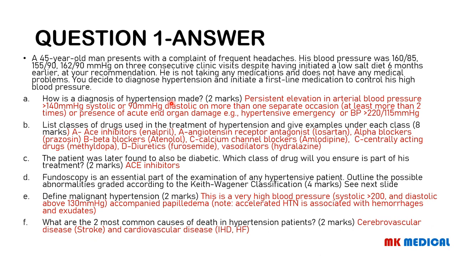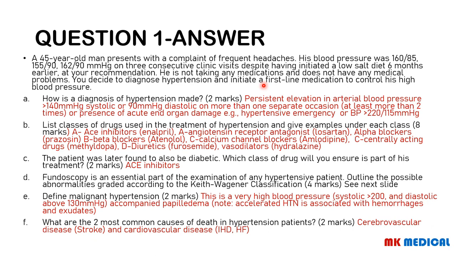Or if they come in with the presence of end organ damage, for example, hypertensive emergency, for example, if they have a very high BP with, let's say, hypertensive encephalopathy, or if they come in with a very high BP that's greater than 220/115 millimeters of mercury, then we would make the diagnosis there and then.